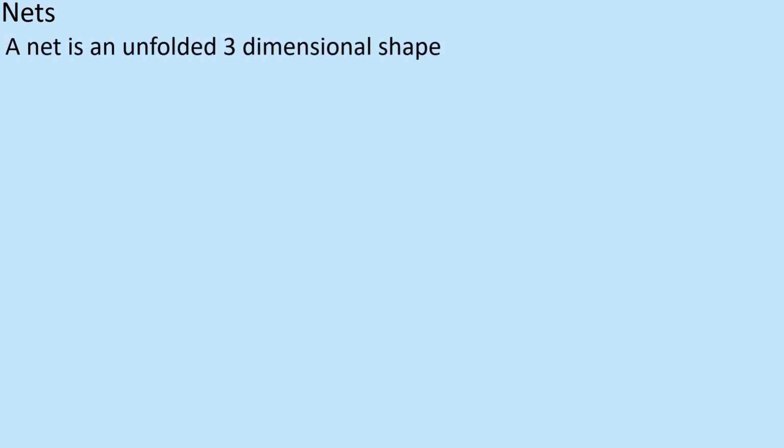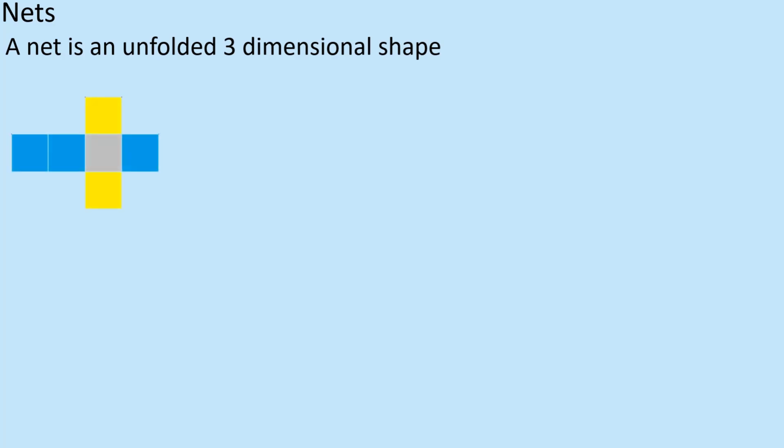So a net essentially is an unfolded three-dimensional shape. All right, you'll have come across these. You might have done these in primary school. The idea of constructing something, and if you're ever unsure, get yourself some paper and literally have a go to see whether or not you can make the three-dimensional shapes.